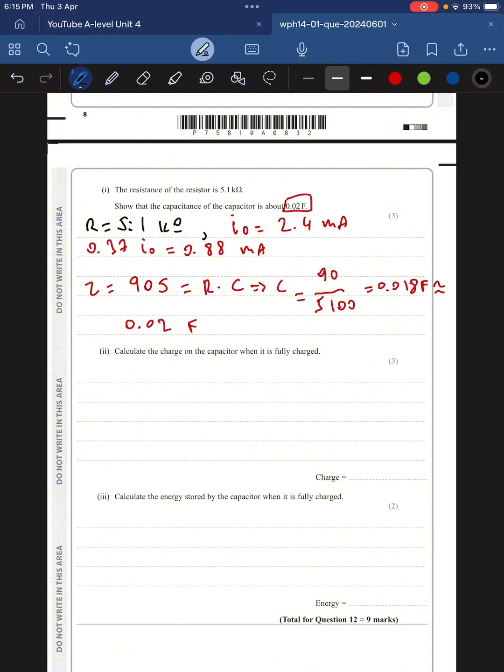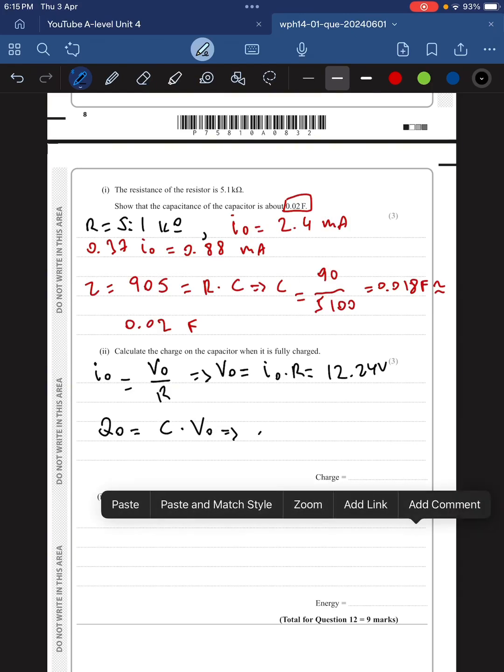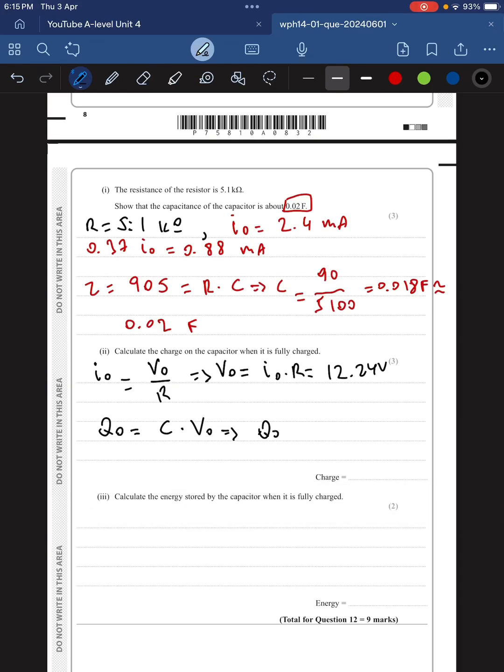So one way to do that is to realize that the initial current is equal to the initial voltage over the resistance. So the voltage can be calculated as I naught times R, which gives us 12.24 volts. And then we know that Q naught, the initial charge, is equal to the capacitance times the initial voltage. And so that gives us the initial charge is 0.22 coulombs.